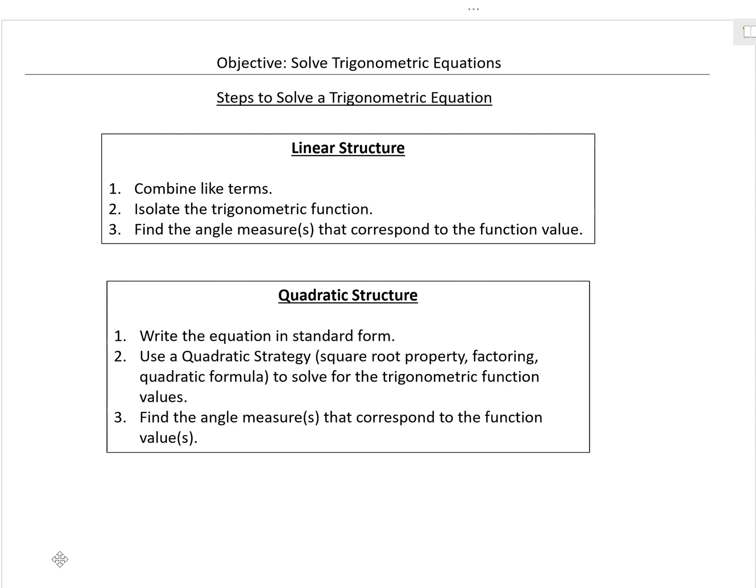If they have a linear structure, meaning that the trig functions are to the first power, that's the highest power, then we do similar things as when we solve a linear equation and use our undoing algebra to get the trig function isolated. If we have a quadratic structure, which means that we're looking at a power of 2 on a function such as sine squared, then we use quadratic strategies, getting into standard form and trying our factoring, or we might be able to use the square root property, things like that.